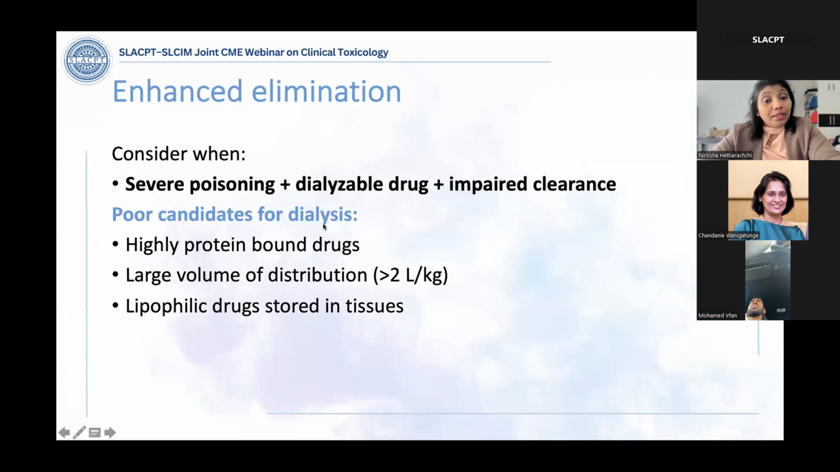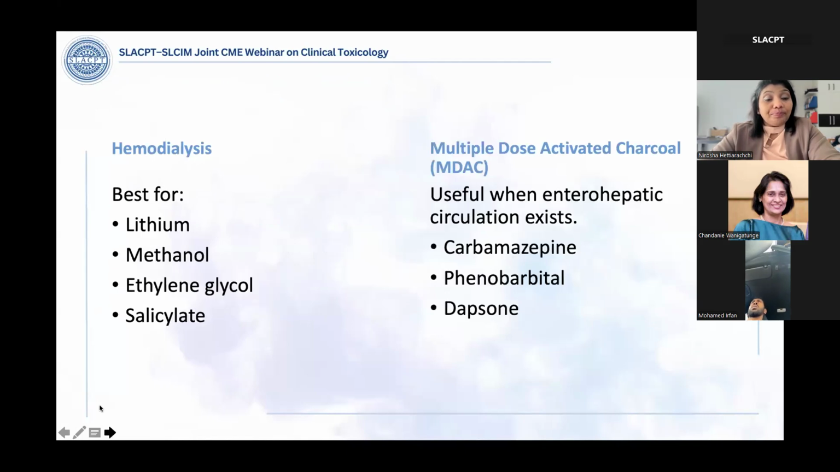The poor candidates for dialysis are if the patient has taken highly protein-bound drugs, drugs with a large volume of distribution, and lipophilic drugs stored in tissues. The patient will not have much benefit from doing a hemodialysis. So hemodialysis is usually best for lithium, methanol, ethylene glycol, and salicylates. And as I said before, multi-dose activated charcoal is useful in the medications which I have described earlier also.